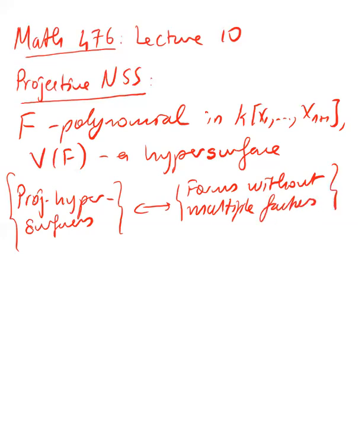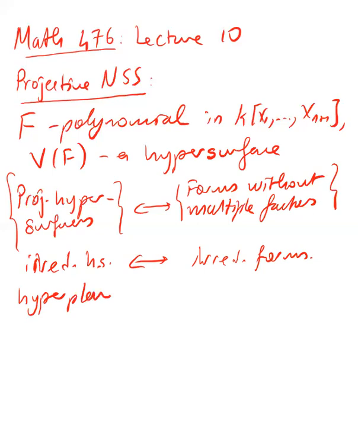I will not go into these. And irreducible hypersurfaces, they correspond to irreducible forms. And a hyperplane, as usual, is the zero set of a polynomial of this form, a polynomial of degree 1.